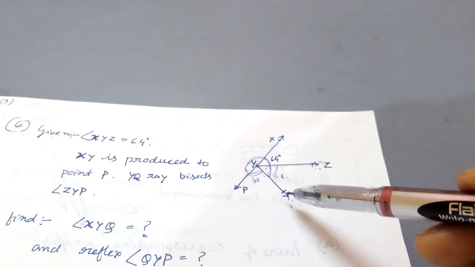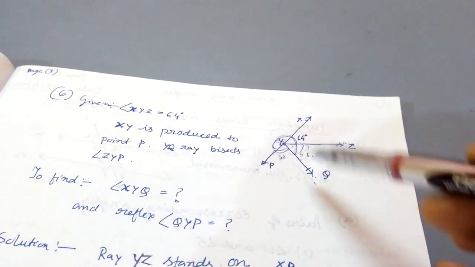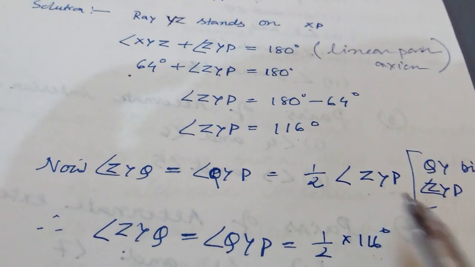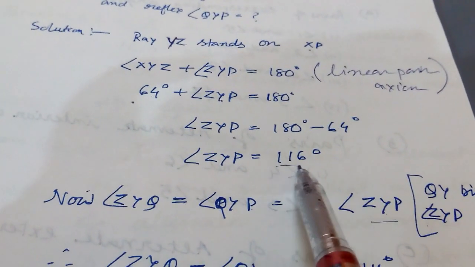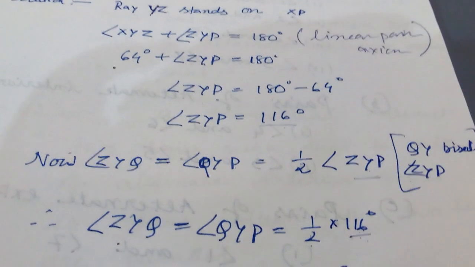Now, ZYQ. You look at the diagram. ZYQ and QYP are each half of ZYP because YQ is the bisector of ZYP. So QYP is equal to half of ZYP. ZYP is 116 degree. We divide this by 2 and get 58 degree. ZYQ is equal to QYP is equal to 58 degree.